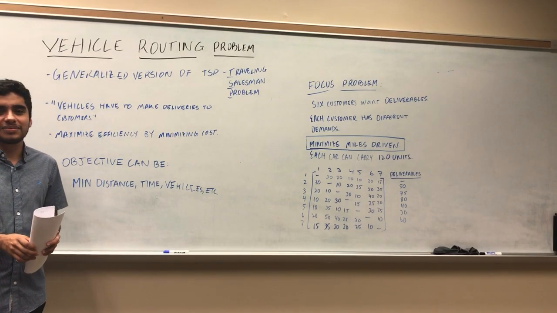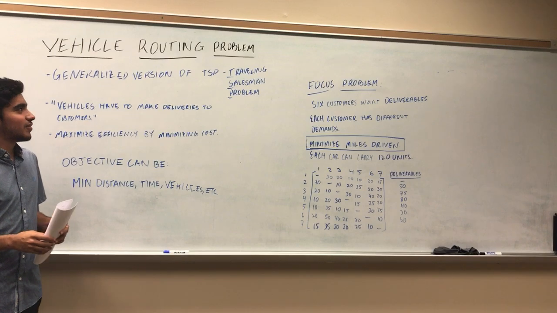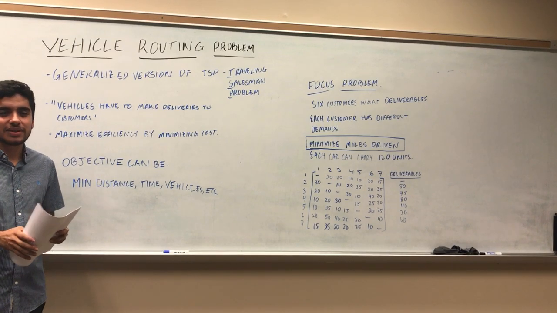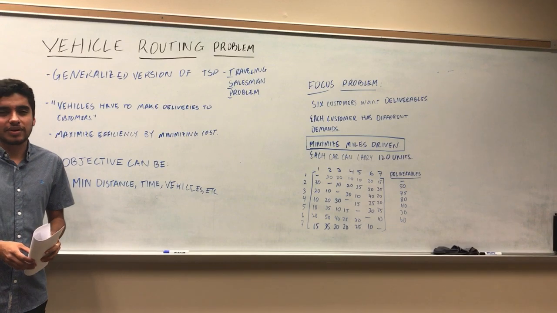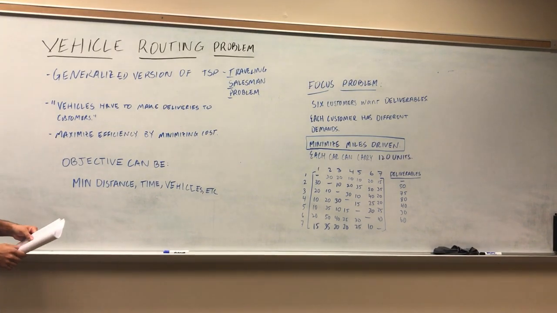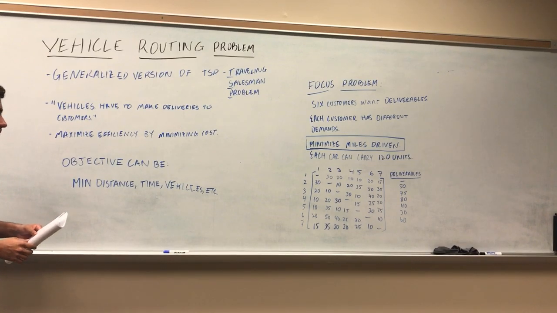So the problem that I'm going to solve today is the vehicle routing problem. It's a problem that we haven't covered in class, but it is a very important problem in linear programming. The vehicle routing problem is a generalized version of the TSP, the traveling salesman problem, and it basically tries to minimize the distance that a traveling salesman goes across cities.